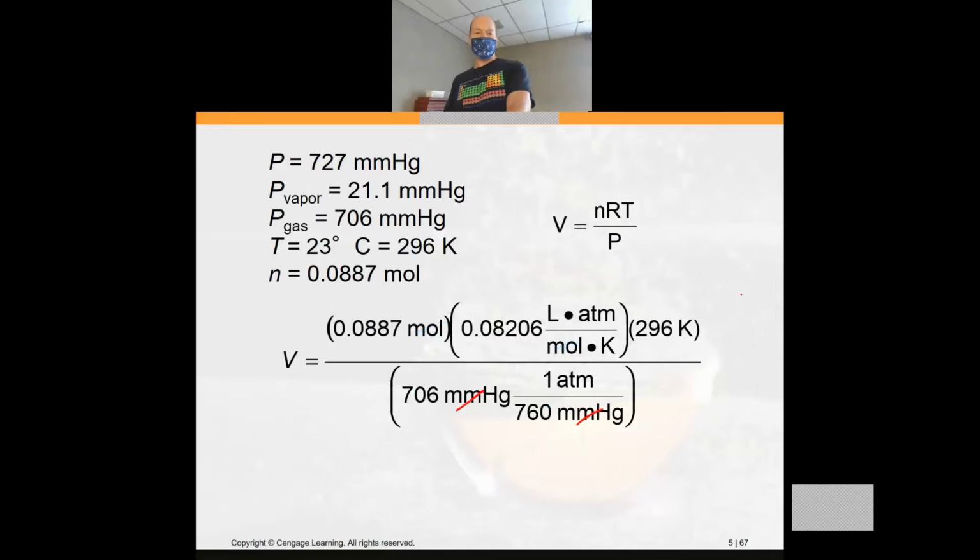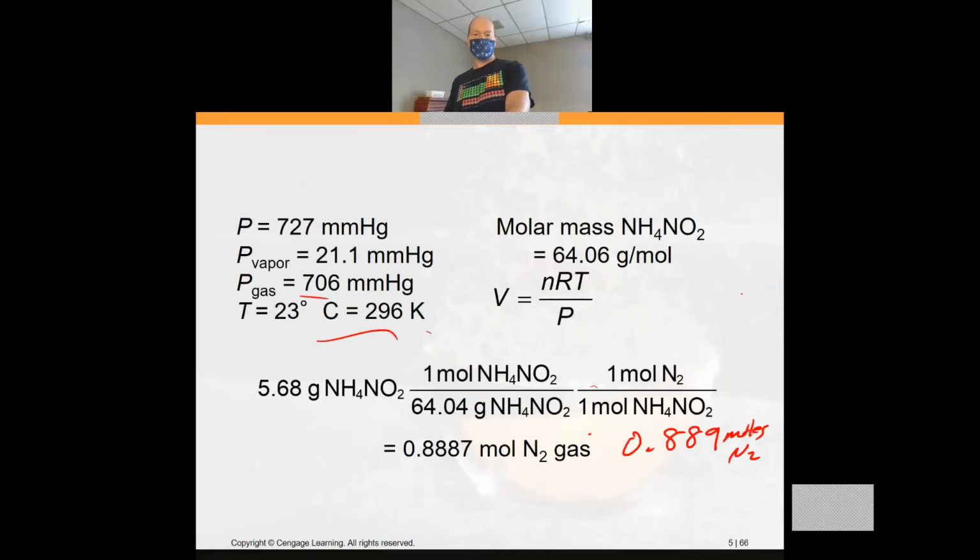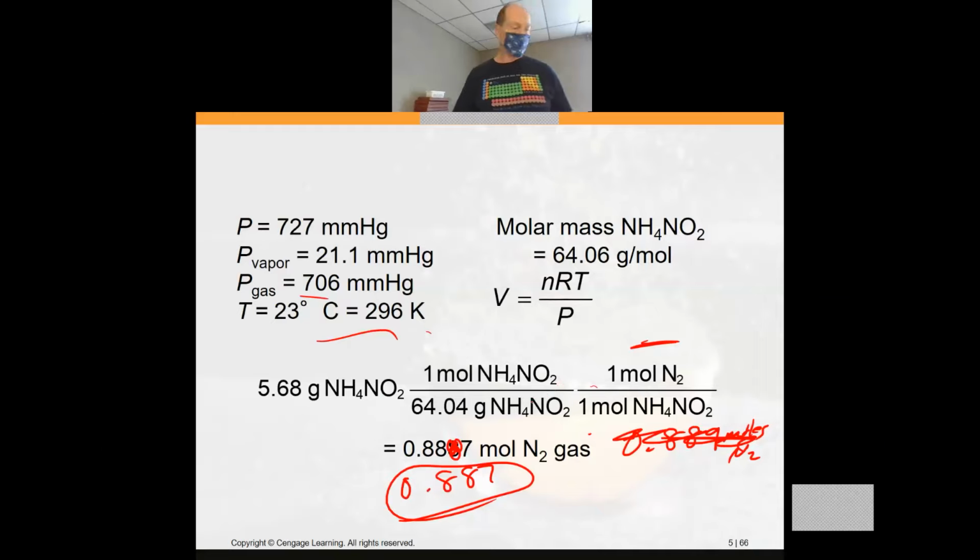Why did they make that a 7? Well, let's see. One of these is wrong. Let's figure out which one. 5.68 divided by 64.0. They have, and yeah, this is wrong. They have an extra 8 in there. So the answer is 0.887 when you push the buttons on your calculator.